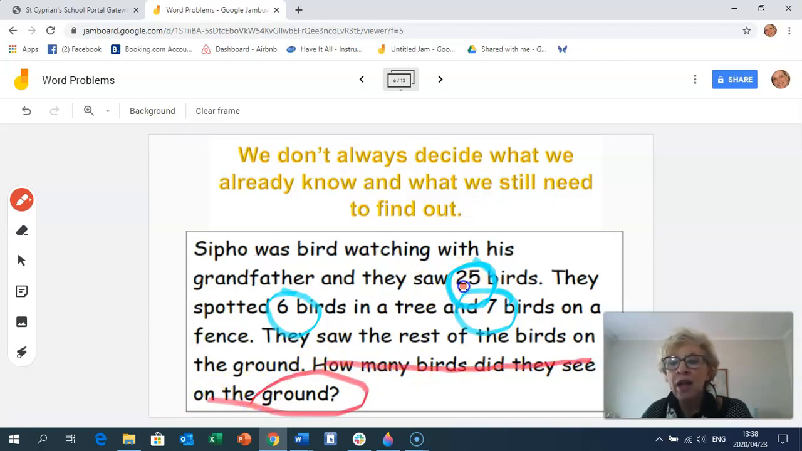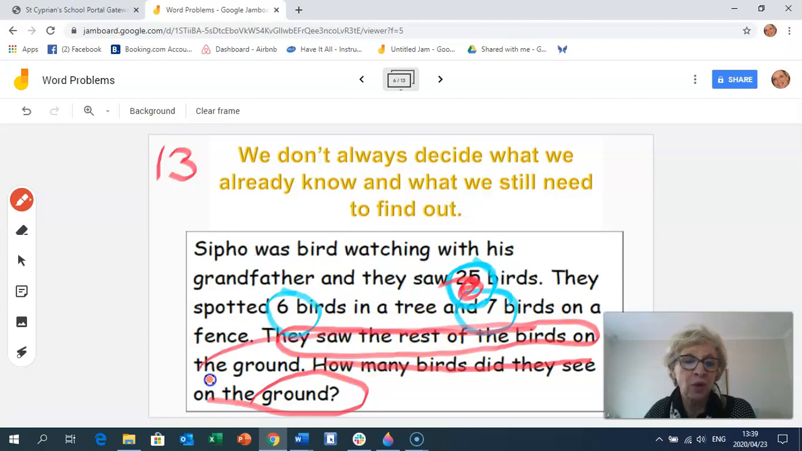So we know that they saw 25 birds. That 6 were in the tree and 7 were on a fence. So that means 6 plus 7, that's a total of 13 that they saw in a tree or on a fence. But the question is this: how many birds did they see on the ground? Well, it says in this story sum that the rest of the birds they saw were on the ground, right? So 25 is what they saw altogether.